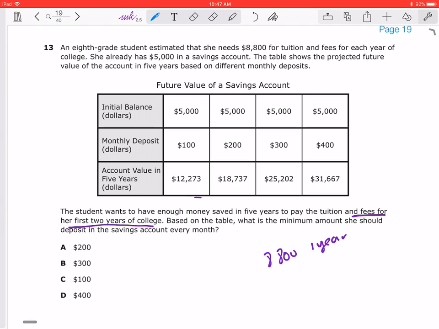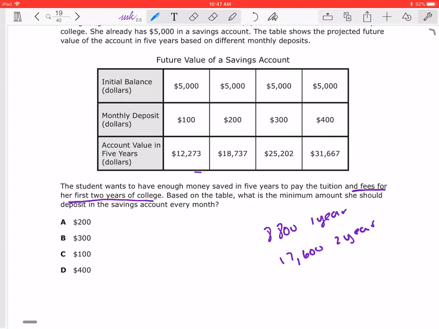So 2 years would be $17,600 for 2 years of tuition. So 3 years would be 26,400. So that's 3 years of college. By the way, just as a side comment, this is a really cheap tuition. Tuition is not that cheap nowadays, but hey, okay. So then 4 years would be 35,000 for 4 years.